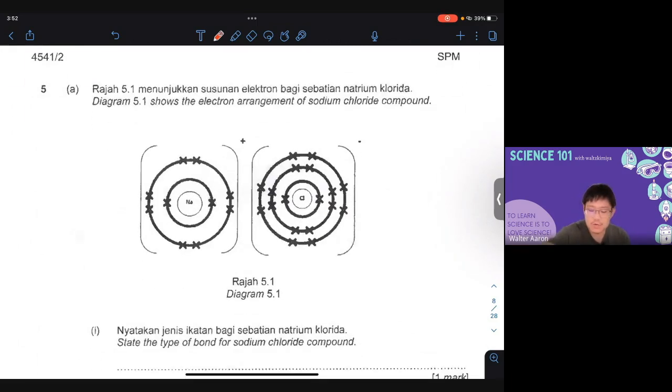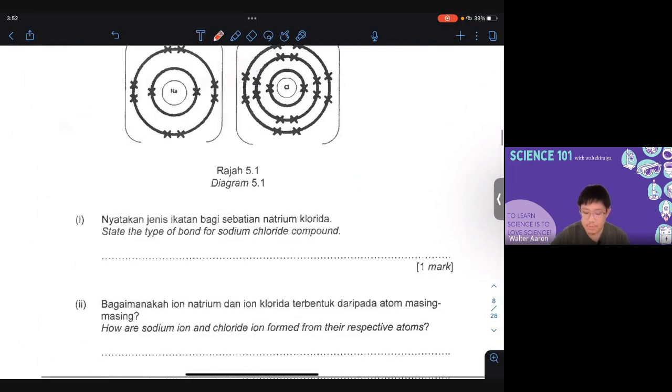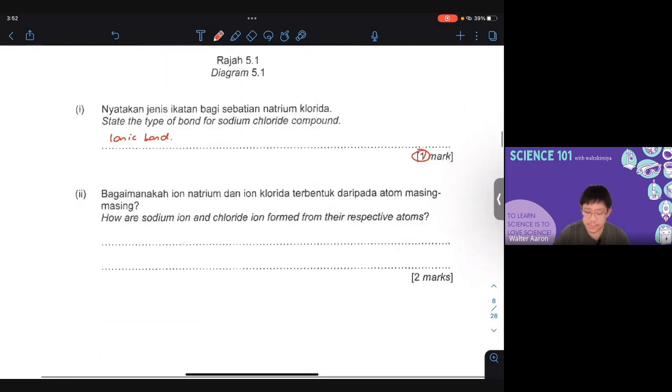5.1 shows the electron arrangement of sodium chloride compound. Okay, so they give you the electron arrangement, the whole atomic structure straight away. Then they ask you what type of bond is for sodium chloride. So you say that sodium chloride is actually an ionic bond. Okay, so ionic bond will give you 1 mark.